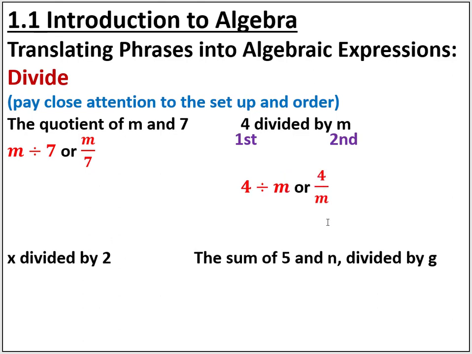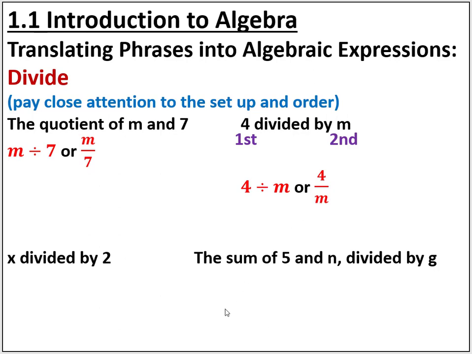4 over m. Now pay close attention to the order. Whatever is written first, in the first example the m, will be in the numerator or top of the fraction. The 7 is second, so that will be the bottom part or the denominator of the fraction. In the second example, the 4 is first, so if you write it as a fraction, the 4 will be in the top or the numerator. The m was written second, so the m would be at the bottom or the denominator of the fraction.